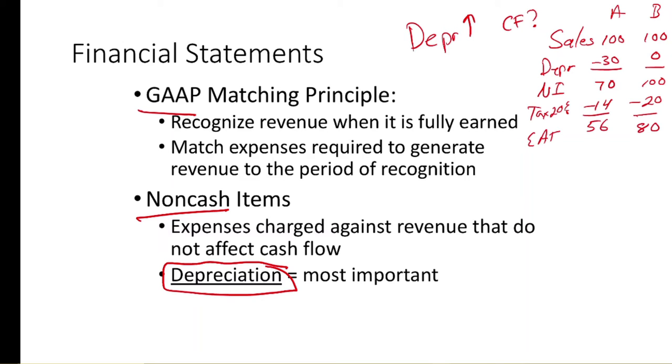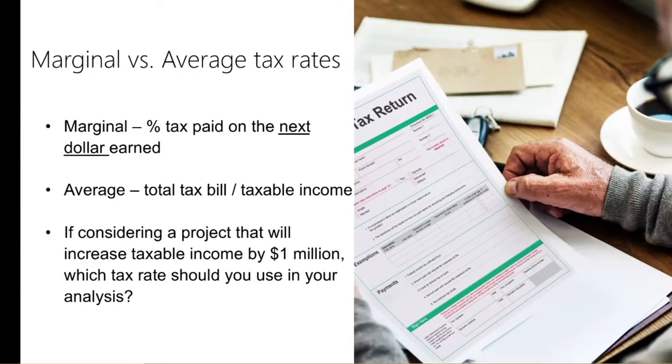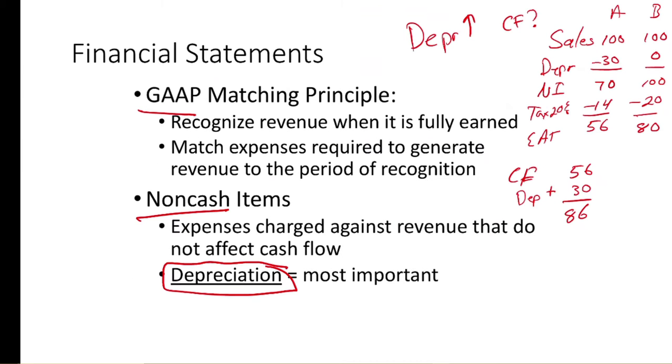So what happens to cash flow? For A, because depreciation is non-cash, we don't have to write a check for depreciation. We say we made $56 and we add back in depreciation, which was 30. So at the end of this period, we have $86 in cash. For B, we have $80, and we add back in 0, and we have $80 left.